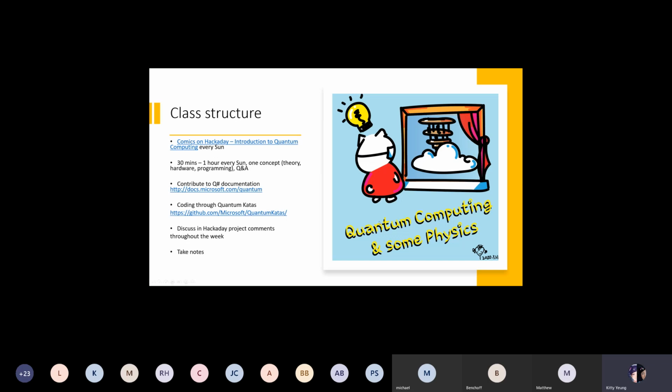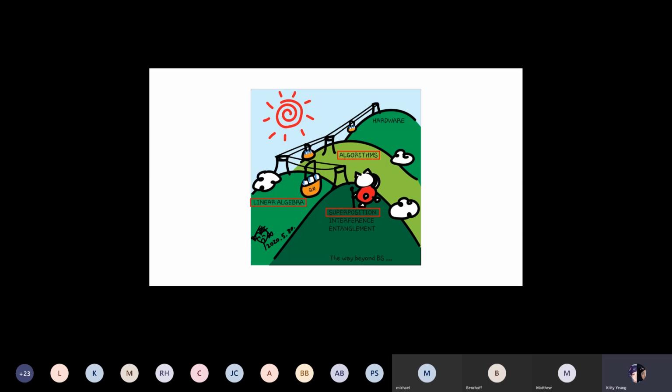So, as always, I start with this slide to show people where to find things. This will be shared on the Hackaday project page. We're gonna spend roughly 30 minutes today talking about gates, and we'll also do some coding exercise. We use the Q# documentation and quantum katas for the coding exercise.